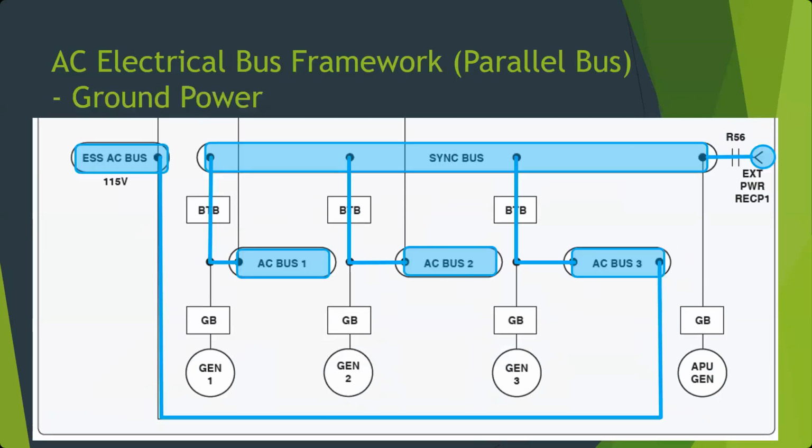So here is the ground power configuration. When we're operating the 727 here on the ground, this is what our bus architecture is going to look like. We're going to feed power in over here to the right. We're going to put power on this sync bus. And from there, power is going to flow through these boxes that aren't highlighted but have the line through them. It's BTB, which stands for bus tie breaker. It ties the buses together.